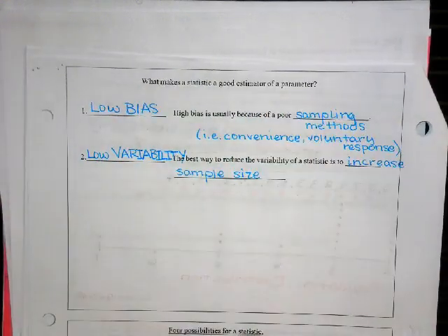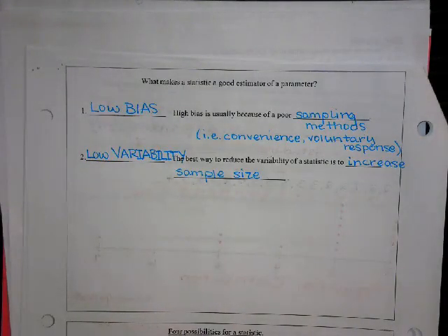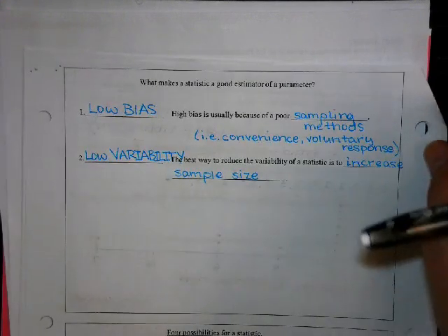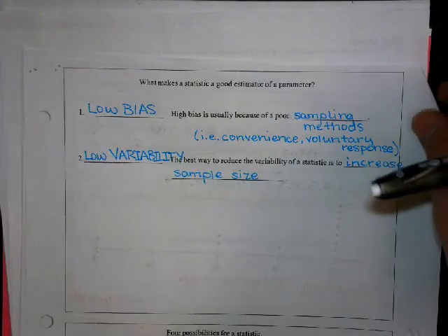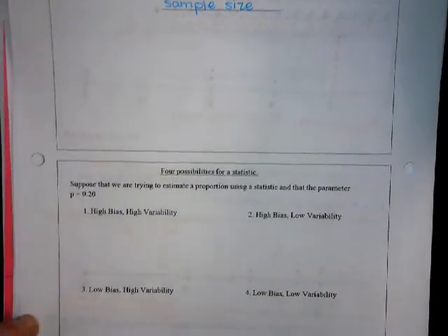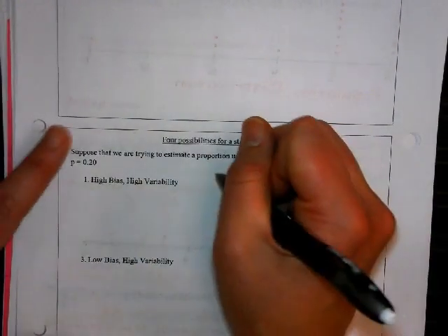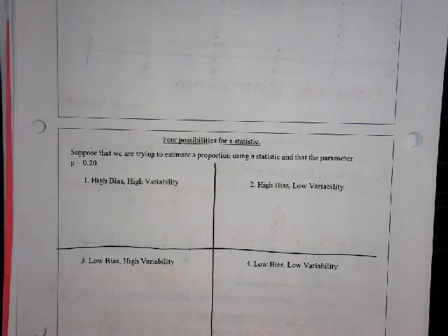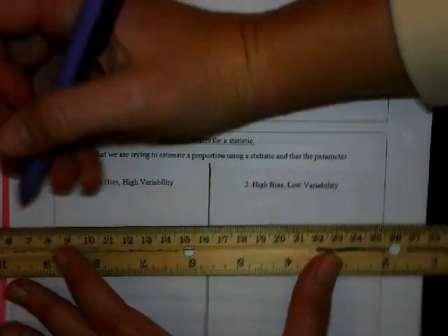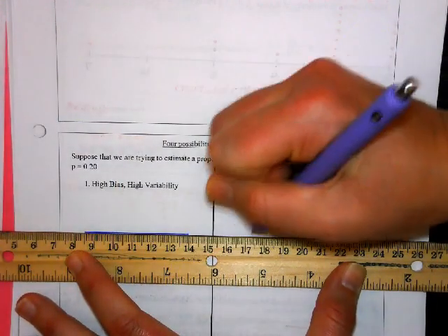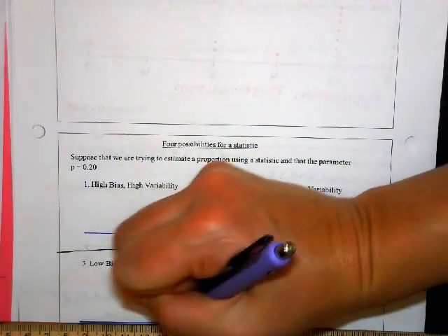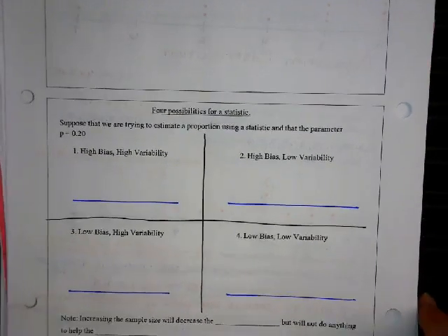So now just to give you a visual of what those things might look like in a graph, we're going to draw the 4 possible outcomes for a statistic. Let's see, what color? Let's go with purple. I like purple. So before we draw these, suppose that we are trying to estimate a proportion using a statistic and the parameter is p equals 0.2.